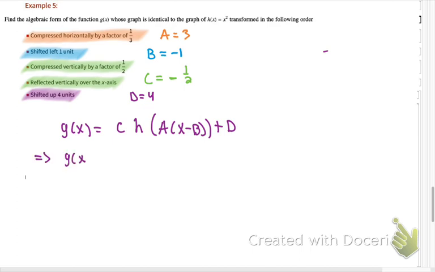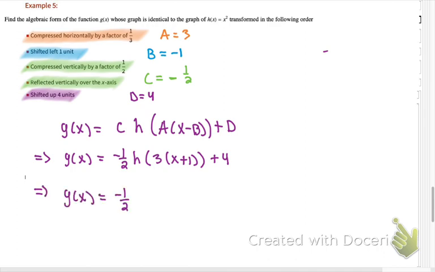Okay, so g of x now would be, let's see, c is -1/2, h we leave alone, a is 3, and then we have 3 times x minus b. B is -1, so I'll skip a step. X minus -1 becomes x plus 1, and then I have a plus 4 on the back. Okay? So my next step, everything's going to be the same. I have a -1/2. Now, h is the function that takes its inputs and squares them. Okay, but after h of 3 times x plus 1, we still have a plus 4 on the back.